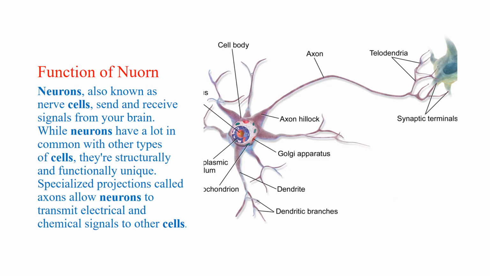Let us now discuss the structure and functioning of the neuron. Neurons, also known as nerve cells, send and receive signals from your brain, and while neurons have a lot in common with other types of cells in our body, they are structurally and functionally unique, which means that the function and the structure of the nerve cells in our brain and in our nervous system are different from other cells in our body.